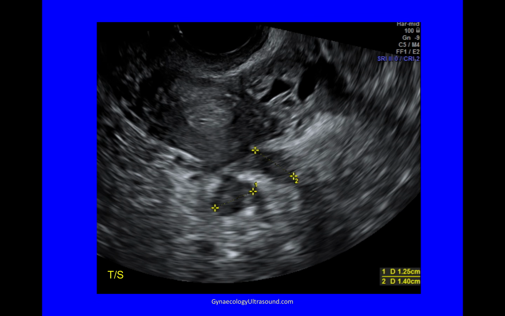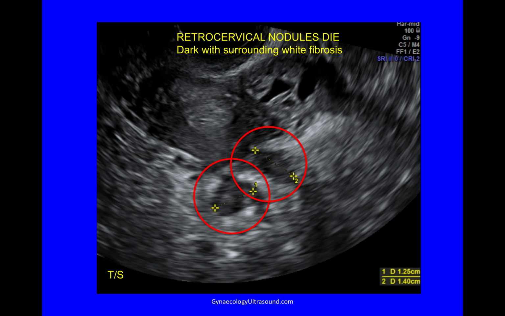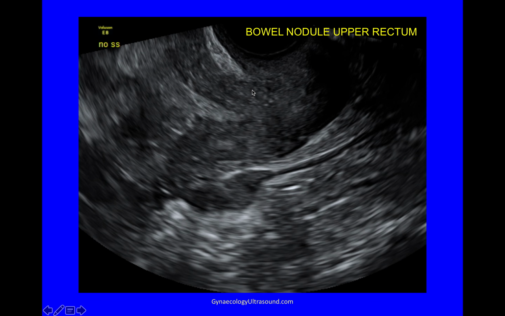In the transverse plane, looking at the area nearer the torus, I've got two nodules there of deep infiltrating endometriosis surrounded by white fibrosis. This was an atypical endometrioma. And here, again, I can see a bowel nodule. Now, there's the bladder, internal os, torus. So it's above this line. So this nodule is in the upper rectum.